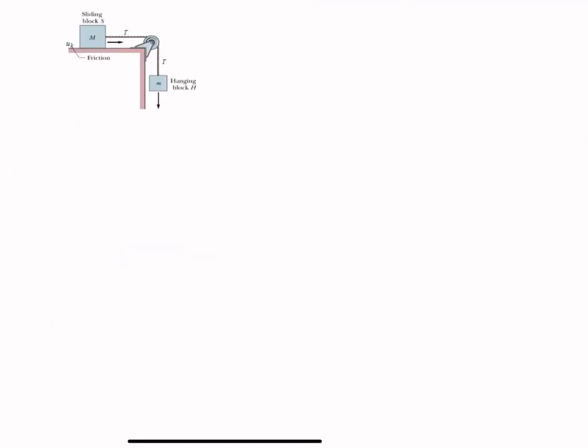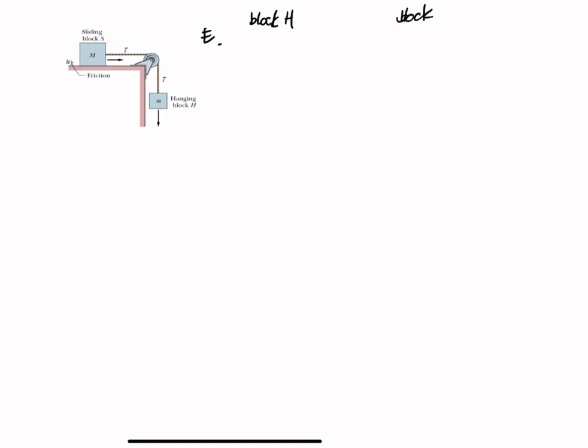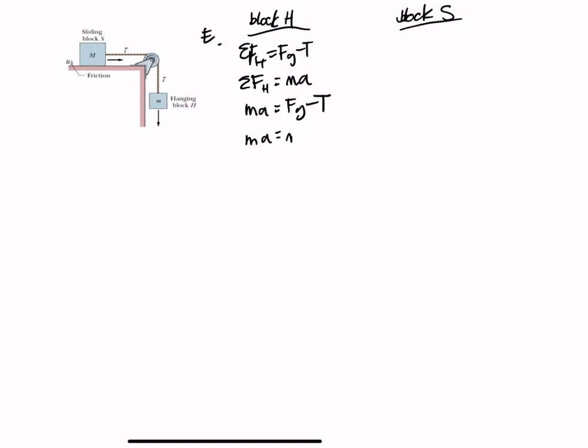Okay, since it's a new picture, we're just going to use a new page. So the net force of block H is still going to be Fg minus T. And the net force of block H is equal to the mass of block H times acceleration. So we can set those as equal to each other. And Fg is just the mass of block H times gravity minus T. So let's just isolate for T. So we add this over, and we subtract this over.